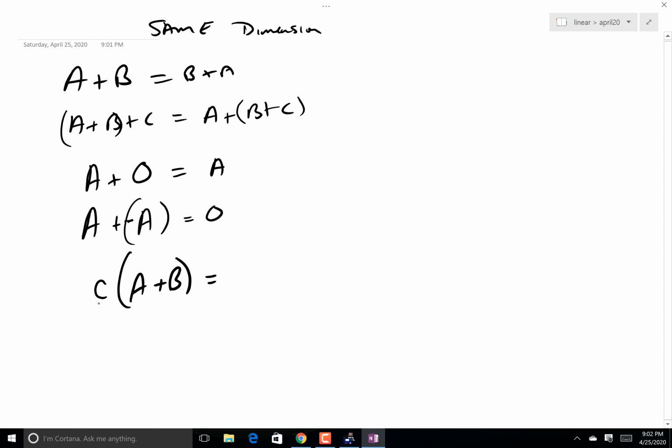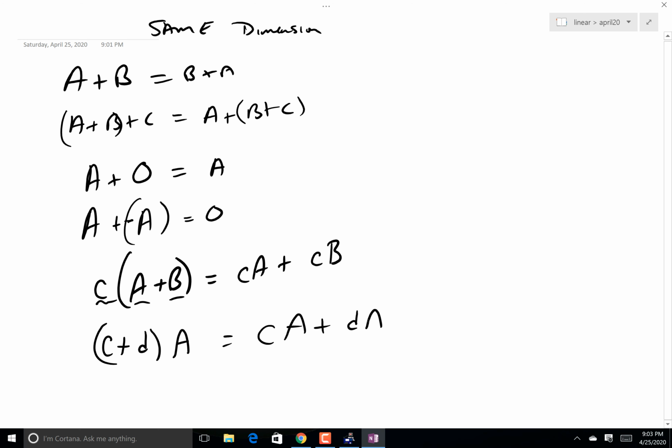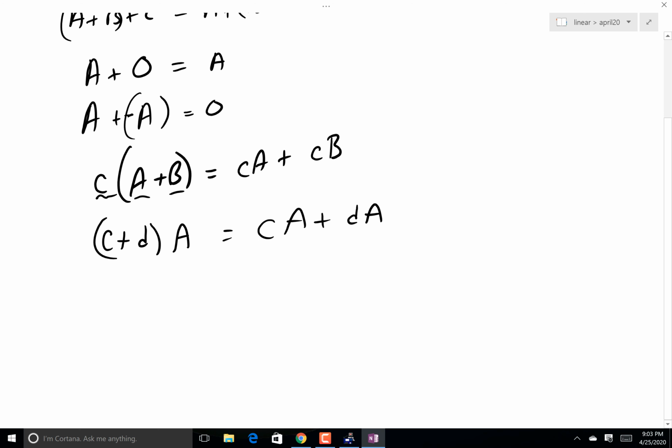So if this is a scalar, these are matrices. You take the scalar times the first one plus the scalar times the second one. It's the same thing. It looks like the distributive property because, well, it is. Of course, you could have two scalars as well. You could have two scalars added together and then multiply them times a matrix. Same thing. Nothing too exciting there.